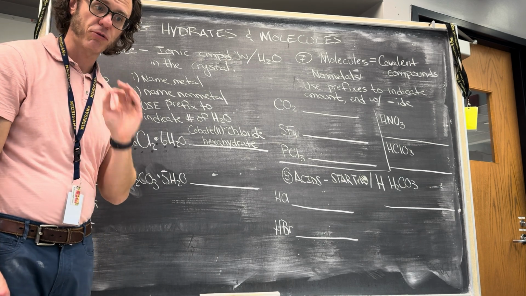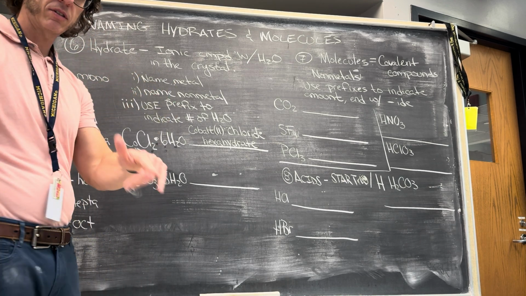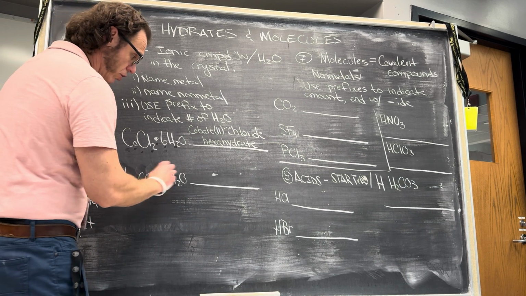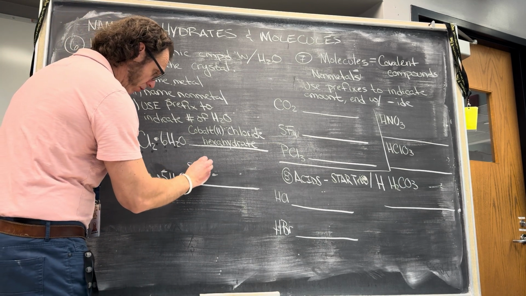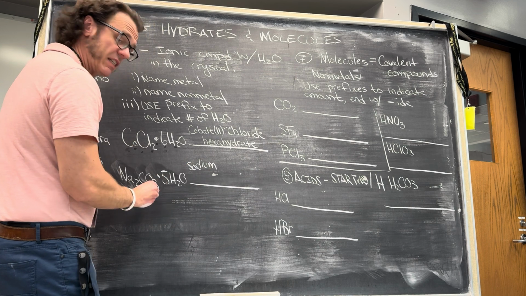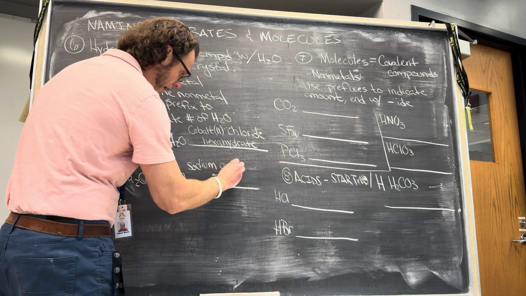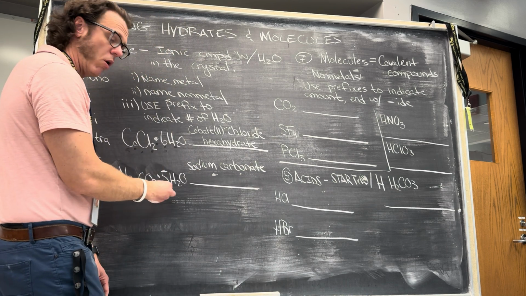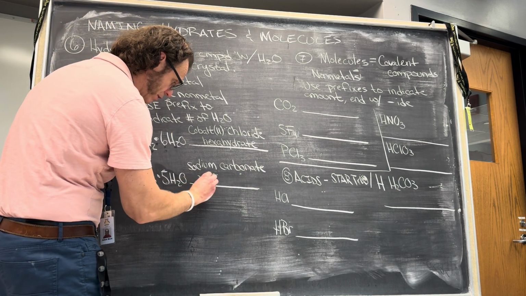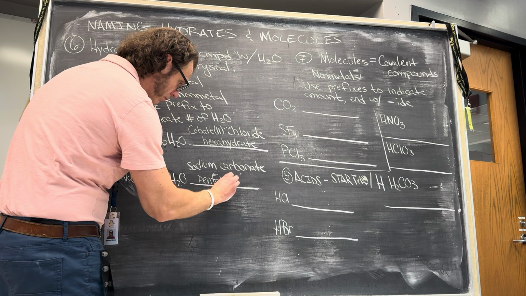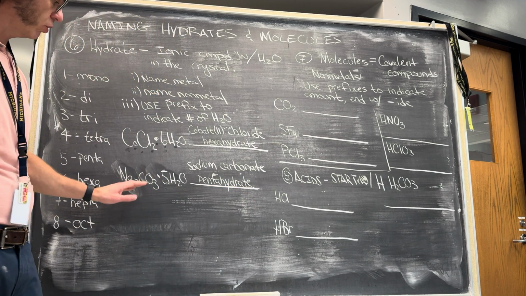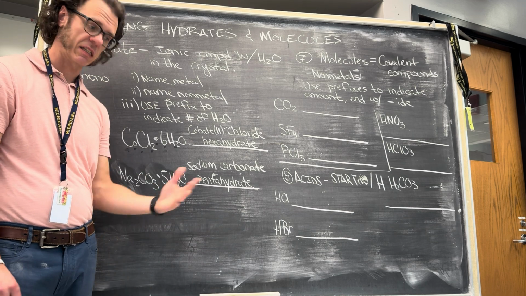I just want you to practice these, right? This is number 6 on your worksheet. Just try them. Down here, sodium, that's my metal. CO3, we know that's carbonate. Sodium carbonate. How many waters do we have? 5. Our prefix is penta. Pentahydrate. Sodium carbonate, pentahydrate. That's how you name them.